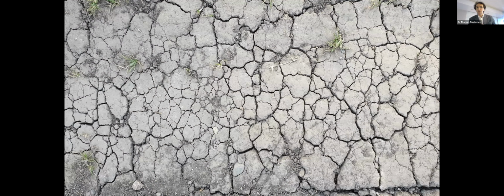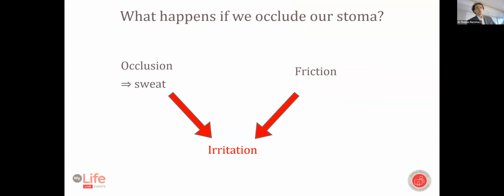Think of it as your skin. Your skin, which was soaked with water underneath the stoma base plate or in the hands, comes out, the skin dries, and then you get cracks in your skin, like in the soil. And this happens at one of the sites where the skin is the most fragile for everyone. So occlusion and friction lead to irritation.